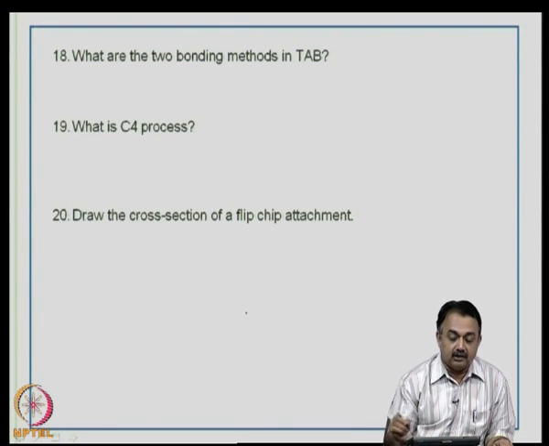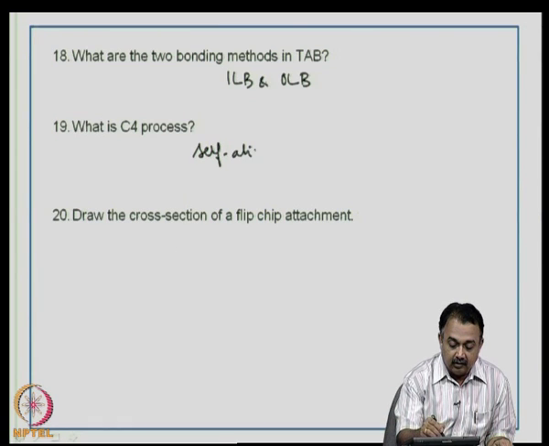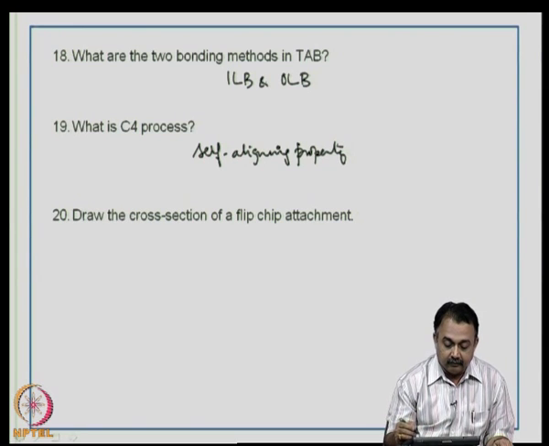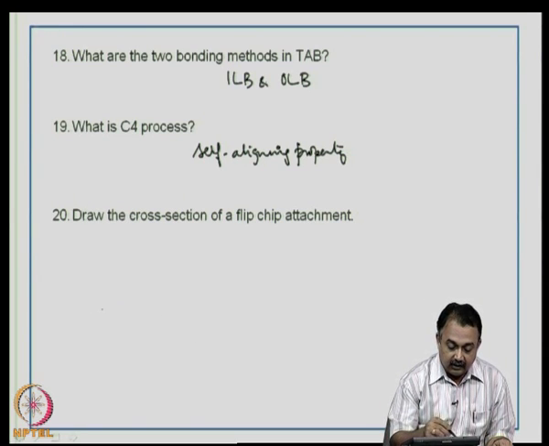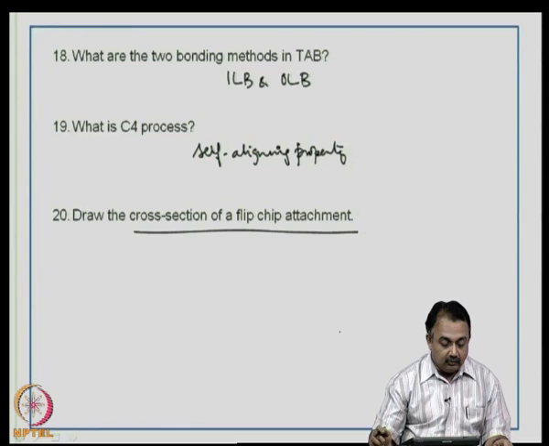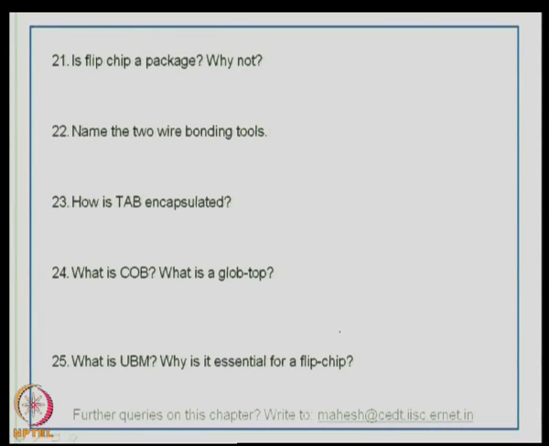What are the two bonding methods in TAB? We have seen inner lead bonding and outer lead bonding. The C4 process is basically a self aligning process that we have seen in today's class for direct chip attachment onto a substrate. So, the self aligning property is basically known as C4, and you can take it as a homework problem, the cross section of a flip chip attachment as it goes for a BGA. This will cover some of the major points that we have discussed today.